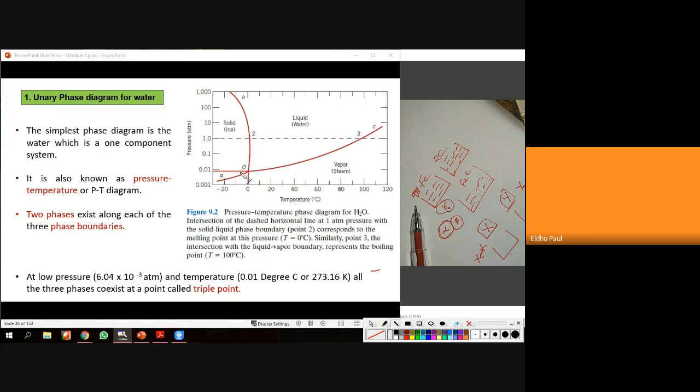At this triple point, we can say the water is in equilibrium of three phases. That means the solid, liquid, and vapor phases are in an equilibrium state, provided we maintain the temperature and pressure.